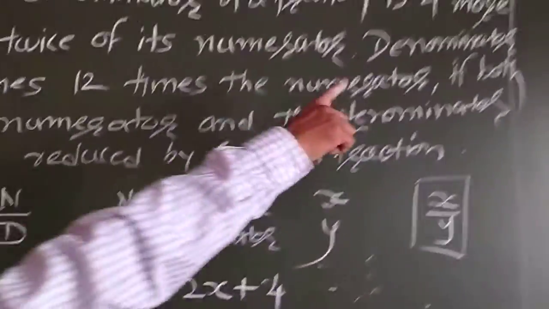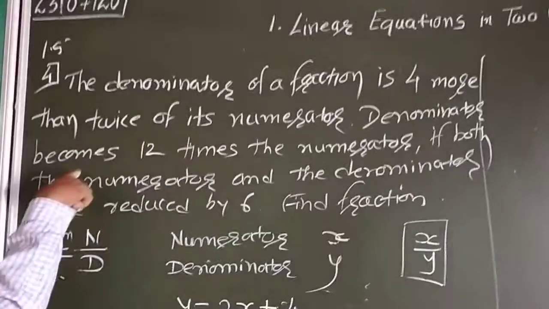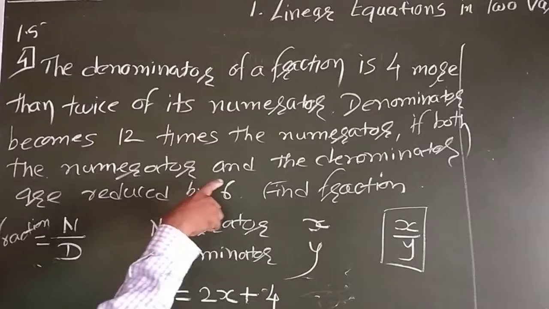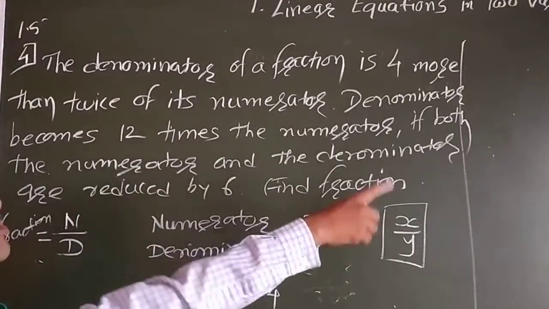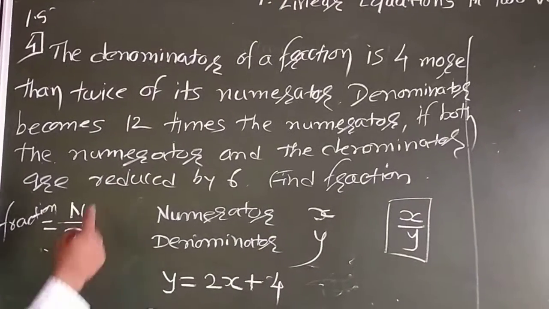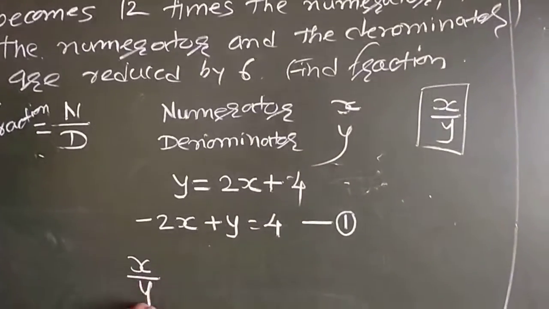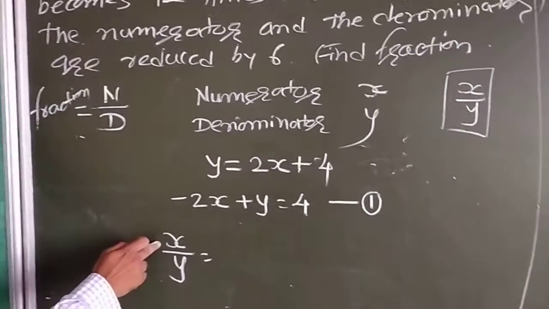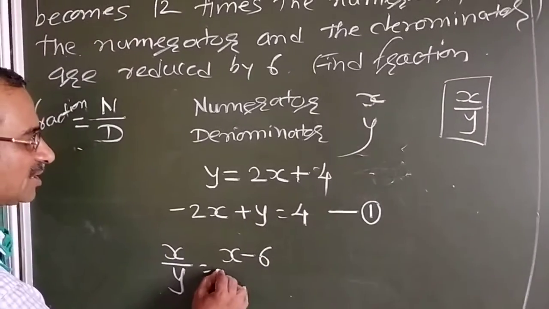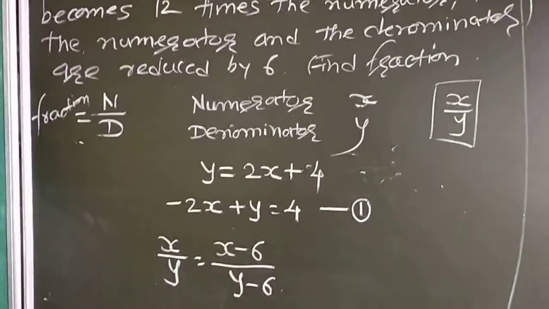According to the second sentence, the denominator becomes 12 times the numerator if both the numerator and the denominator are reduced. Reduced means less. Reduced by 6 means our fraction is x upon y. If we reduce both numerator and denominator, हमको इससे 6 माइनस करना पड़ेगा न्यूमरेटर से और डिनोमिनेटर से भी, 6 माइनस करना पड़ेगा.